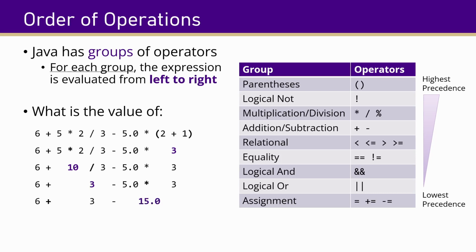Now we move to the next group and repeat. So 6 plus 3 is 9. And 9 minus 15.0 gives us a final answer of negative 6.0. Make sure you pay close attention to the order of operations and especially the types. Do them step by step so you don't get the wrong answer.